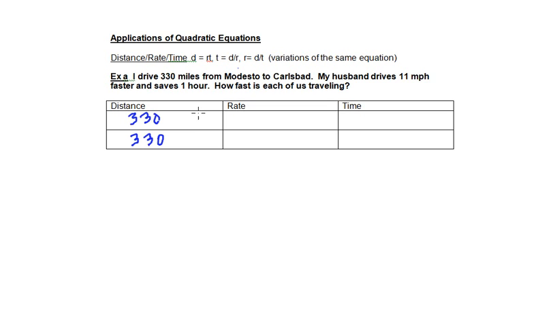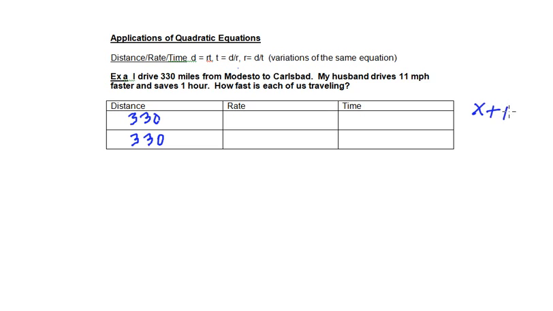We could construct algebraic expressions either involving rate or involving time. If we use rate, we would say x plus 11 to indicate 11 miles per hour faster. But if we use time, we might use t minus 1 to say saves an hour means 1 hour less. Which of those should we use? I'm going to make my decision based on the question, how fast is each of us traveling? That how fast is asking for a rate, and so I want my variable to be expressed in the rate column.